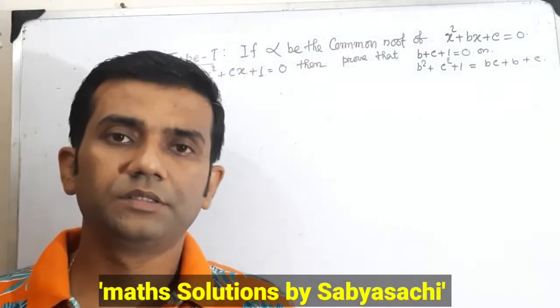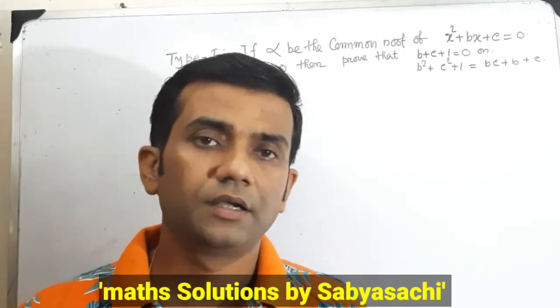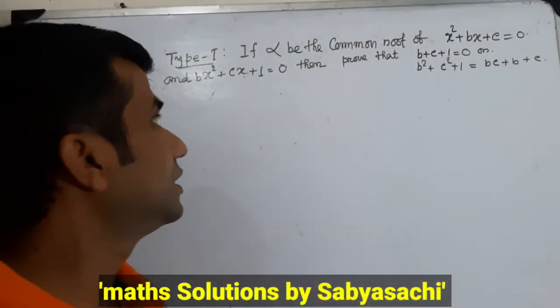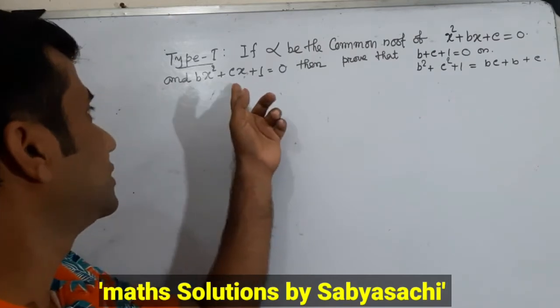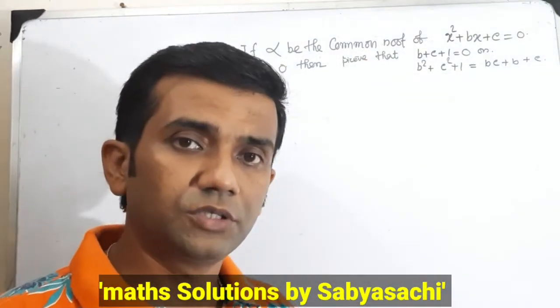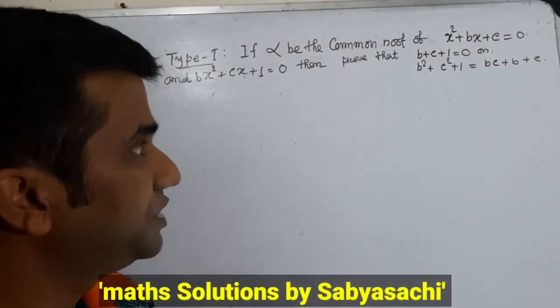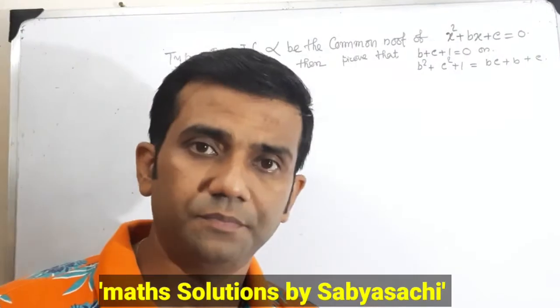Now the next theorem is: if alpha be the common root of the equations x square plus bx plus c is equal to 0 and bx square plus cx plus 1 is equal to 0, then prove that b plus c plus 1 is equal to 0 and b square plus c square plus 1 is equal to bc plus b plus c.